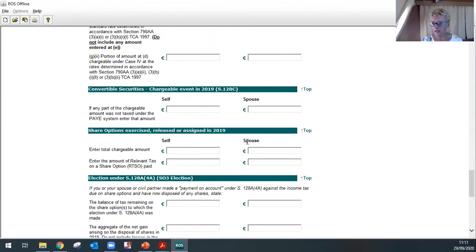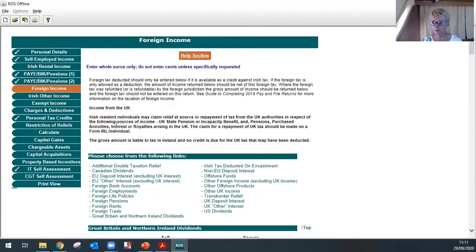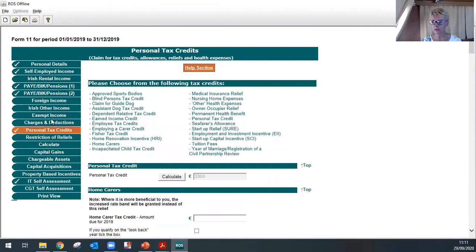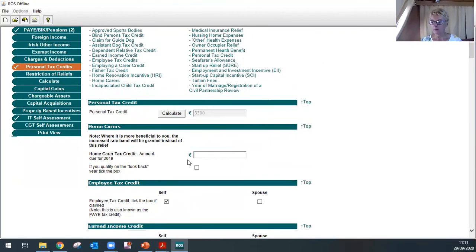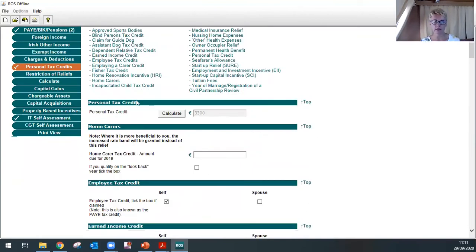In the next fields for this scenario, what else do we have? That's it for them. We go to the next screen, foreign income, Irish other income. These are not relevant, exempt income, charges and deductions. We go to personal tax credits. Because they are a married couple, they are due the double tax credit for both of them. The system will calculate it automatically for you because it is specified that they are a married couple.